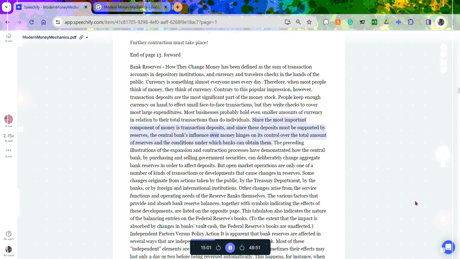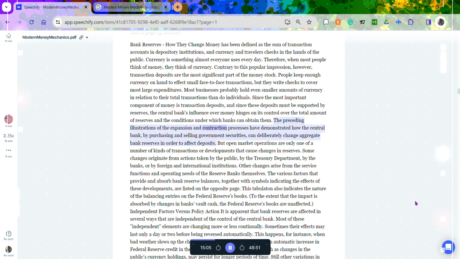central bank's influence over money hinges on its control over the total amount of reserves and the conditions under which banks can obtain them. The preceding illustrations of the expansion and contraction processes have demonstrated how the central bank, by purchasing and selling government securities, can deliberately change aggregate bank reserves in order to affect deposits.